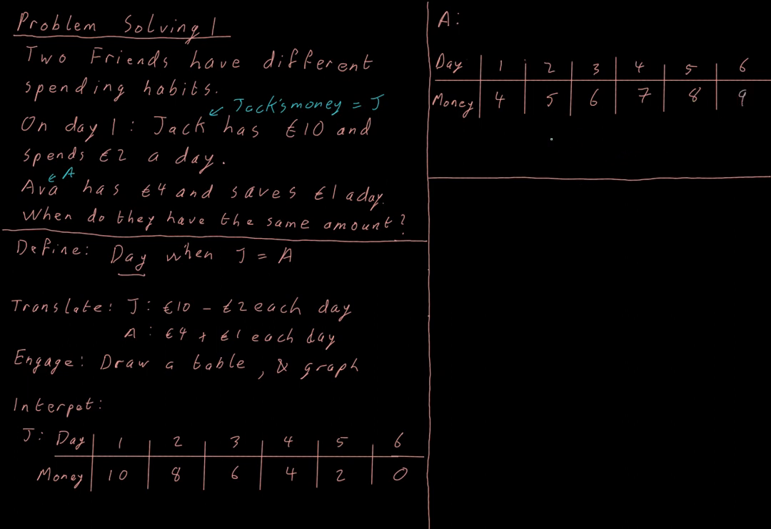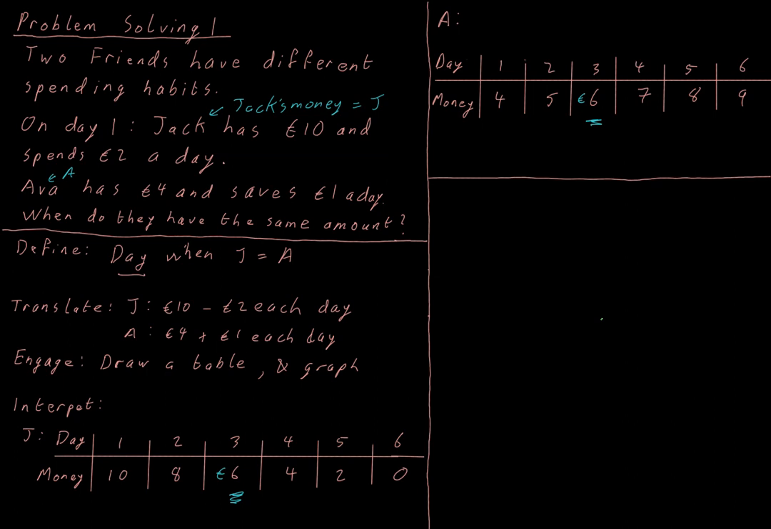Well, what I can now see is something that's common in both. On the third day, I can see that both people have €6. So this is my day that I was looking for. What was I looking for? I was looking for, when I defined my problem, the day when Jack's money equaled Ava's money. Well, on the third day, Jack has €6 and Ava has €6. So on the same day, they have the same amount of money. So the table has solved this for me.